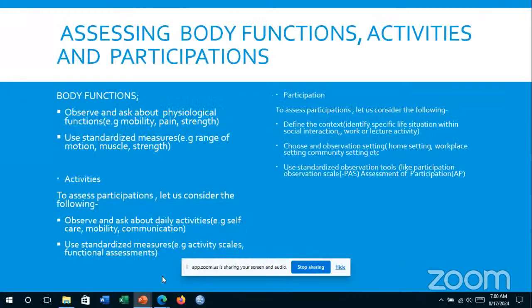When you are addressing body functions, what do you observe and ask? Physiological functions. When you are assessing body functions, you also use standardized measure. When you are assessing activities, you observe and you use standardized measure. When you are observing participation, you examine or you observe, and then you also use standardized outcome measure. We are repeating what we have said before: assessing body functions, assessing the activities of daily living, assessing participation restrictions are core things that our colleagues, we in the rehab profession do.